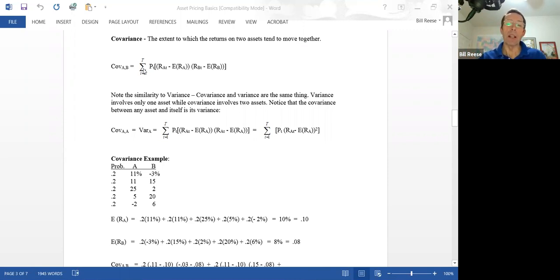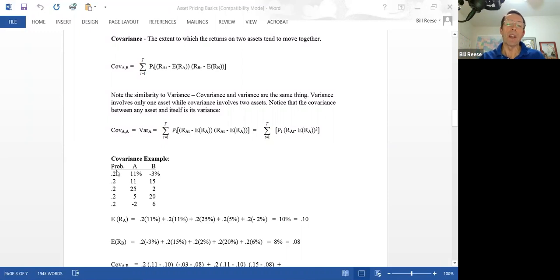So let's take a look at the example here. So here's asset A and asset B. Now I made this fairly simple, where we said there are 5 different states of the economy, if you will, okay? And they all have equal probabilities. When we have probabilities, probabilities always have to add up to 1. Something in the world has to happen. So whenever we have probabilities, they have to add up to 1. In this particular case, each of these probabilities is equally likely, but it doesn't have to be that way. They could all be different.